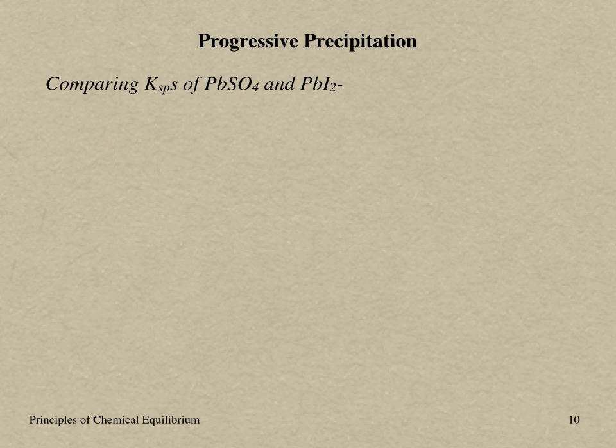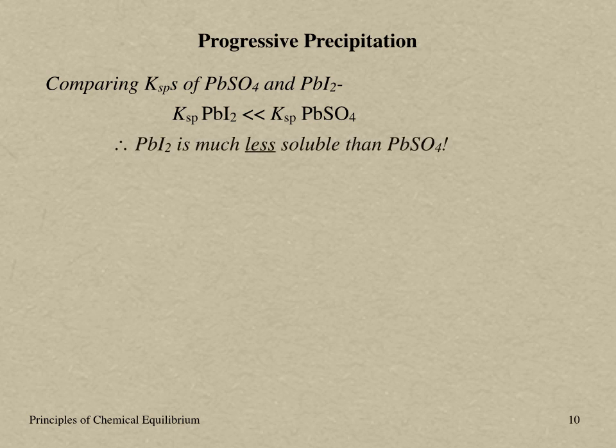Consider the KSPs for PbSO4 and PbI2. The KSP for PbI2 is much less than the KSP for PbSO4. Hence, if both the iodide ion and the sulfate ion are competing for Pb2+ in an aqueous solution, the iodide ion wins, since it will form the less soluble solid PbI2. Remember, a smaller KSP means a less soluble solid.